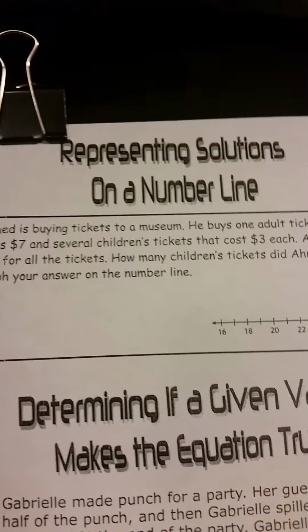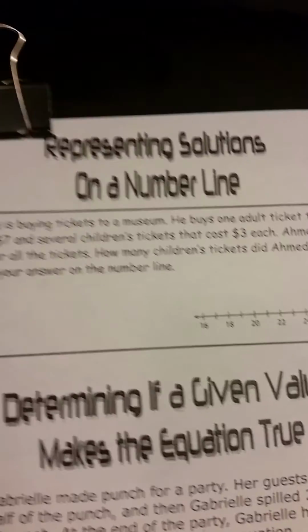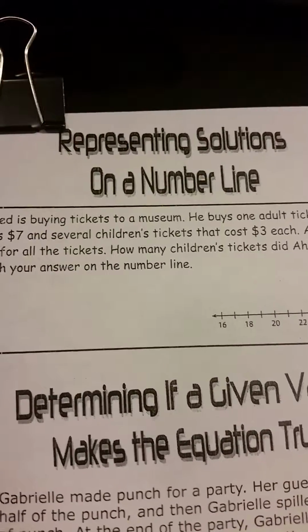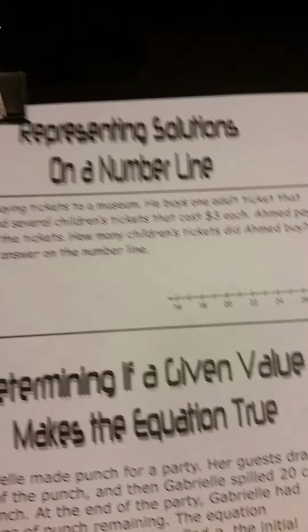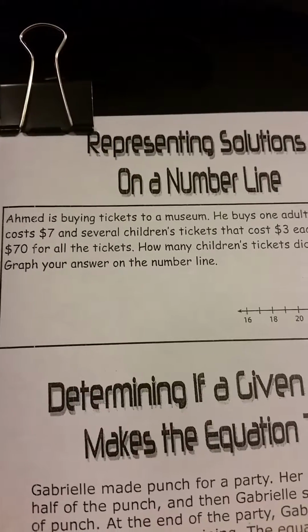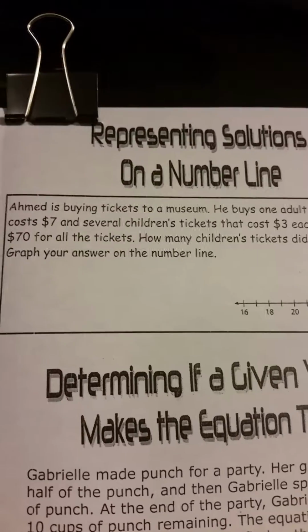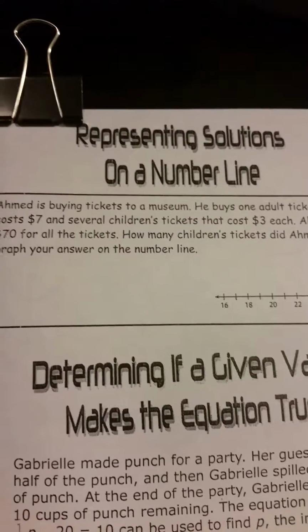Ahmed is buying tickets to a museum. He buys one adult ticket that costs $7 and several children's tickets that cost $3 each. Ahmed pays $70 for all the tickets. How many children's tickets did Ahmed buy? Graph the answer on the number line.